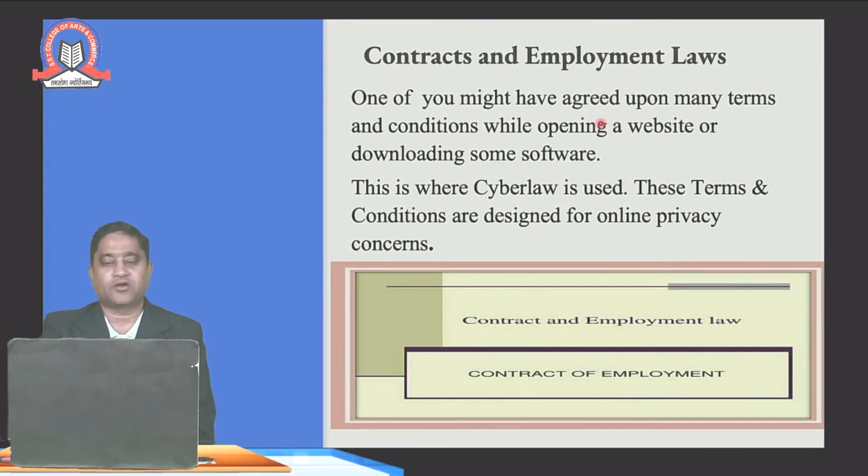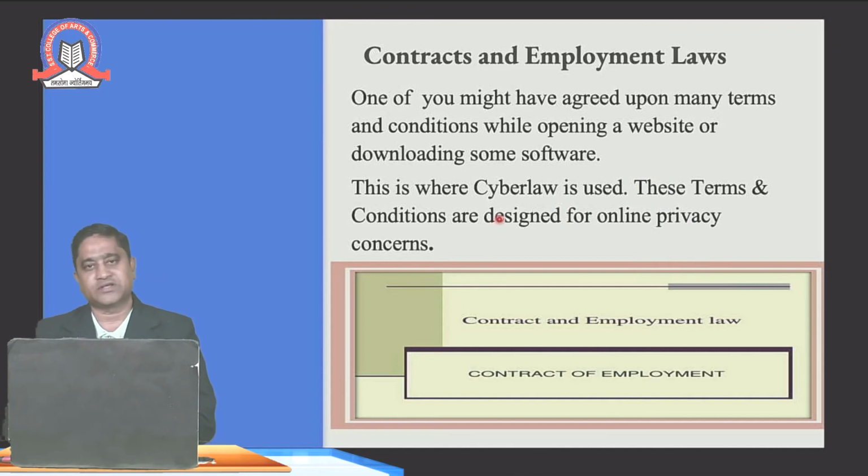Contracts and employment laws. One might have agreed to terms and conditions while opening a website or downloading some software. Whenever any installation is done, or whenever you install any app, there is always a hidden contract, terms which we are not aware of and still accept. So many terms and conditions are written while opening a website or downloading software, but people do not read them and just download and install. This is where this law is used. These terms and conditions are designed for online privacy concerns.